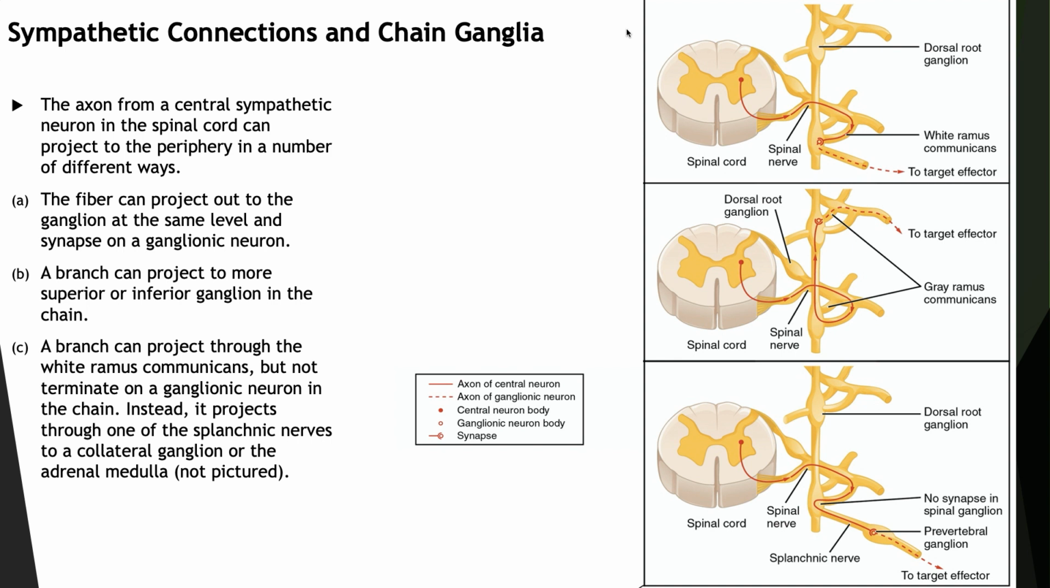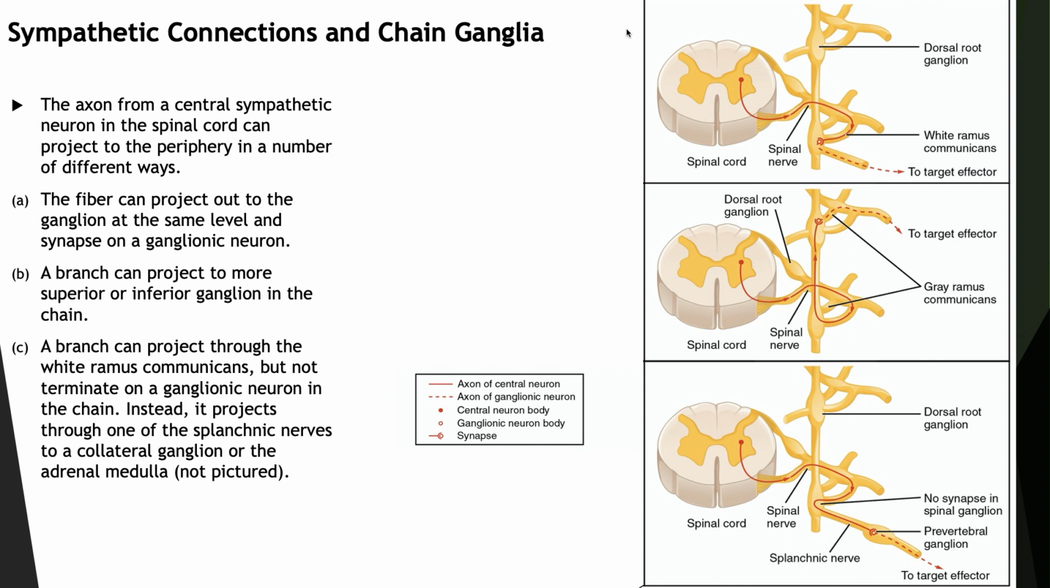So, synapses in the collateral ganglia. Those fibers enter and leave through the white ramus communicans without synapsing. And instead, the preganglionic fibers of T5 through L2 synapse in the collateral ganglia outside of the sympathetic trunk. They also form several nerves collectively called the thoracic splanchnic nerves. And these are the greater, the lesser, and the least, and the lumbar and sacral splanchnic nerves.